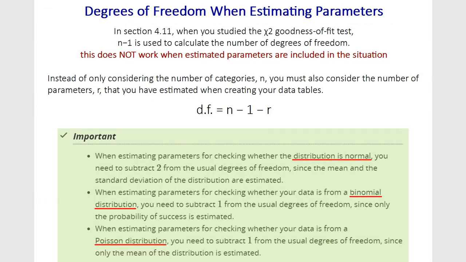All right, so knowing your degrees of freedom is super important. However, we can't do what we did before when we are estimating parameters. If we're checking whether the distribution is normal, we need to subtract 2 from the usual degrees of freedom. When we are checking for a binomial distribution, we only subtract 1. In a Poisson distribution, we only subtract 1. So r is the number of estimated parameters, it's either 2 or 1. It's usually n minus 1, but when you're estimating parameters, you have to take off a little bit more.